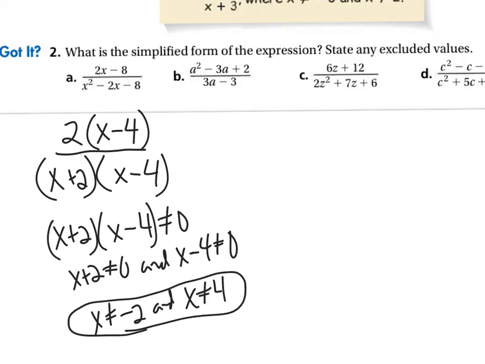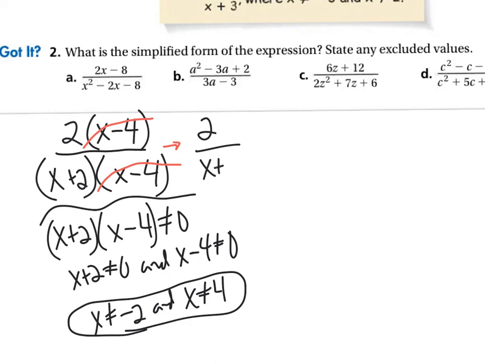So if you solve those out without doing every single step of that, x can't equal negative 2 and x can't equal 4. So negative 2 and 4 are excluded values. And then we have x minus 4's in parentheses and their force fields that we can cancel out. And then that's going to leave us just with 2 over x plus 2.